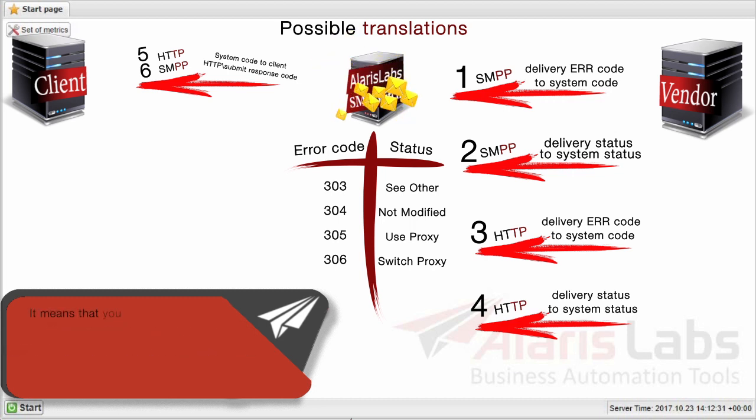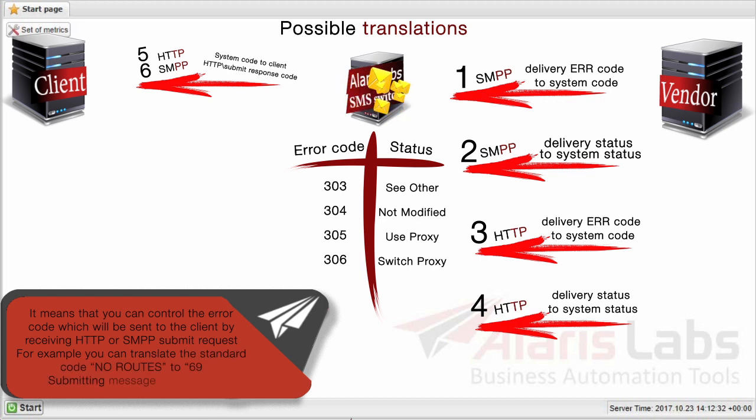It means that you control the code which will be sent to the client by receiving HTTP or SMTP submit request. For example, you can translate the standard code no routes to 69 submit message has failed.